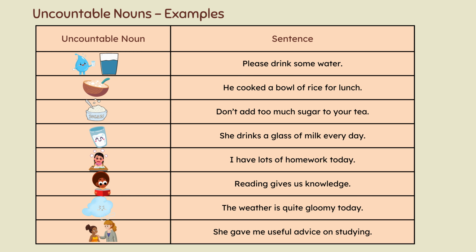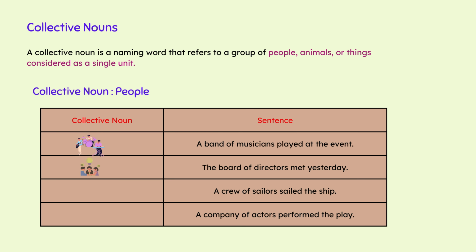Let us learn about collective noun. A collective noun is a naming word that refers to a group of people, animals, or things considered as a single unit. These nouns help us talk about many members of a group, all together as one.